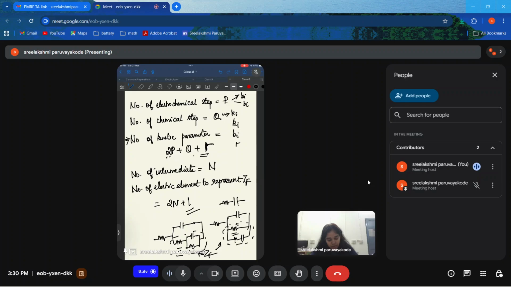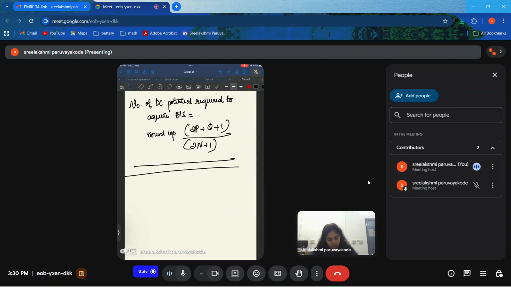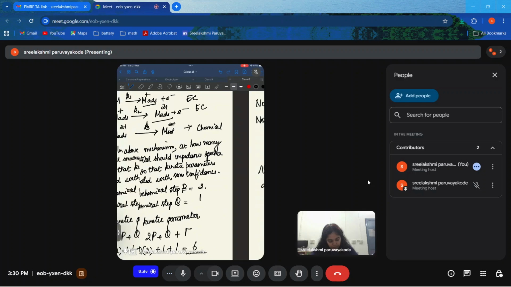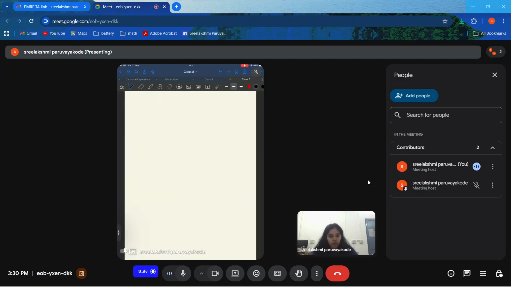We saw that if the number of electrochemical steps is P and the number of chemical steps is Q, then you will have the total number of kinetic parameters as 2P plus Q plus gamma. Now when you have n adsorbed intermediates, you will have 2n plus 1, and when you divide this, you will get the number of DC parameters required in order to model the data. Then we saw the question related to that. Yes, that's where we stopped.